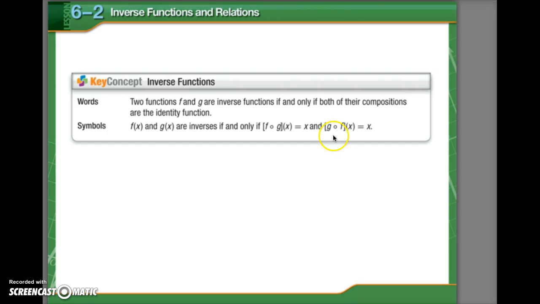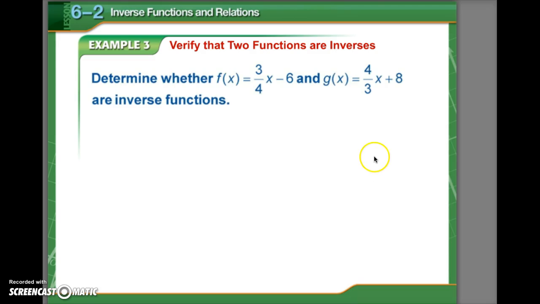So the formal definition for what makes two functions inverses of each other is that when you do f composition g of x, you just get the letter x, and when you do g composition f of x, you just get x as your answer. You have to get x each time for both of these, and that's the only case when two functions are inverses of each other. I know, as always, definitions are kind of confusing. Let's look at an example and see how this actually plays out.